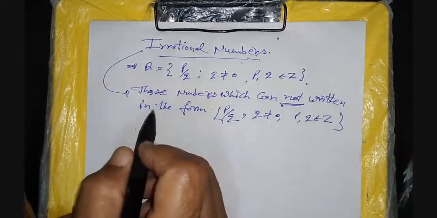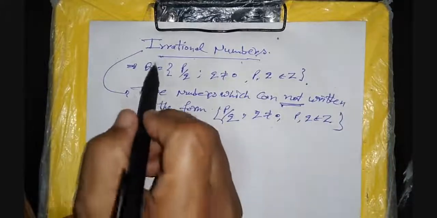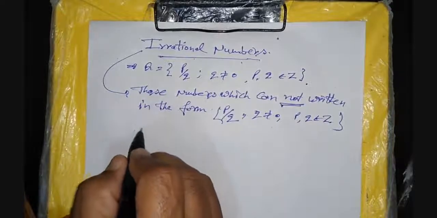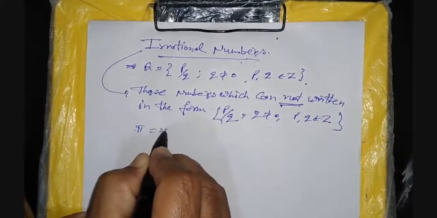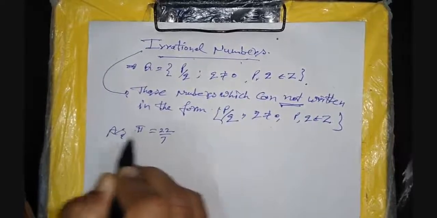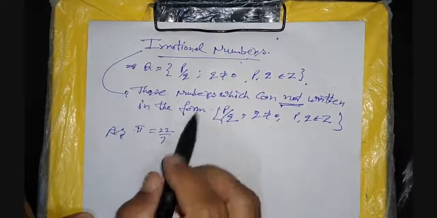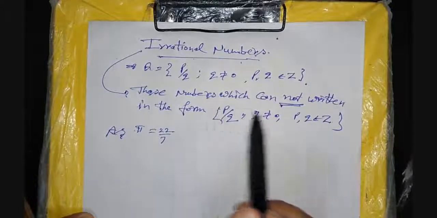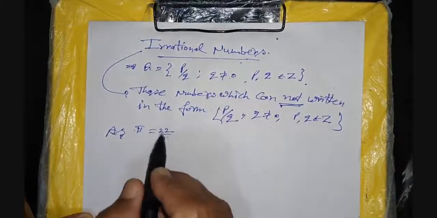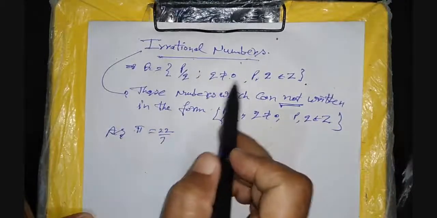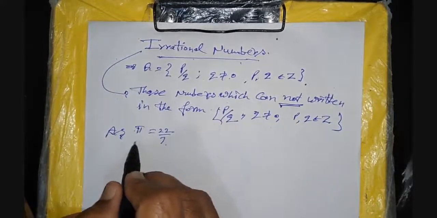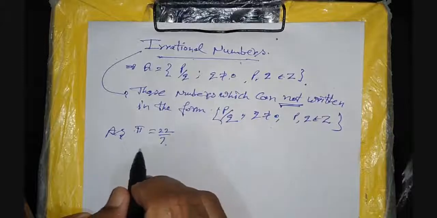So we can take an example. As you know, pi is written as 22 by 7. But this is rational, because 22 and 7 are integers and 7 is not equal to 0, so it is written in this form. So this is a rational number, but it is given as an example of irrationals. Why?